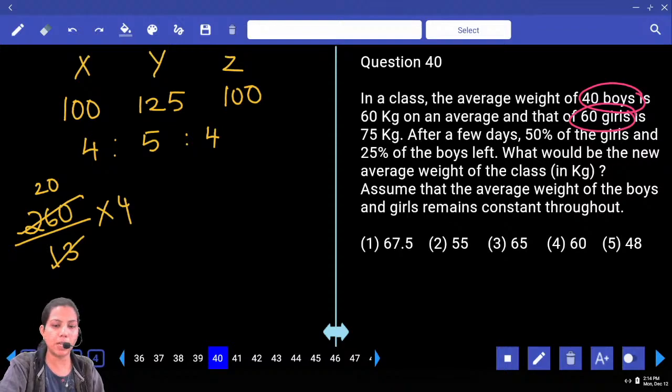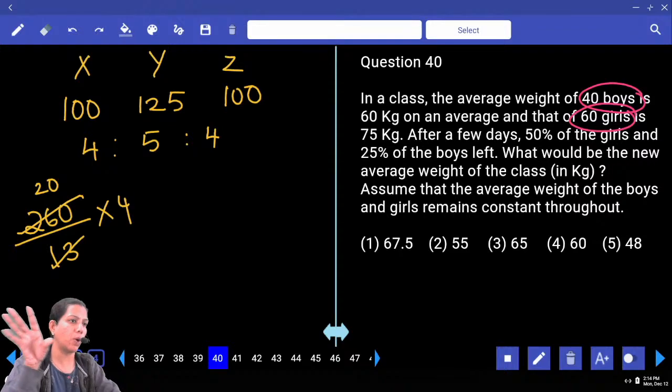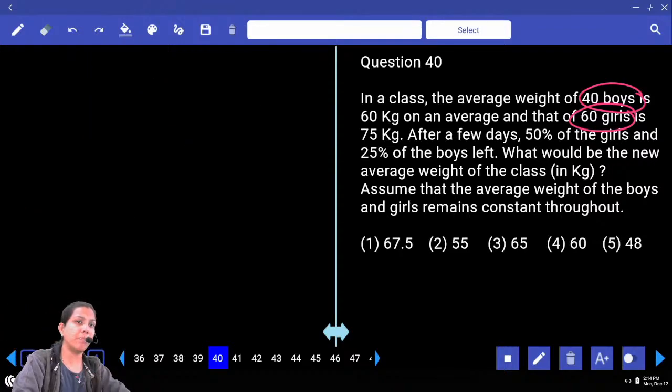That is the given information. Next, after a few days, 50% of girls and 25% of boys left. How much percentage of girls left? 50. How much percentage of boys left? 25. Next, then what will be the new average weight of the class? Assume that the average weight of the boys and girls remains constant throughout. So what is the initial number of boys? How many boys are left?